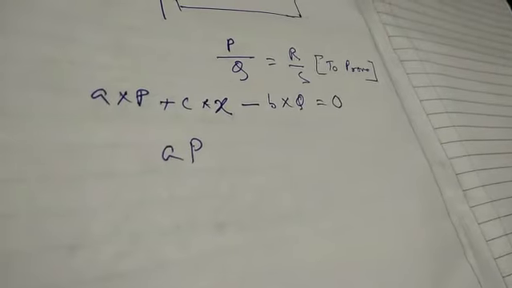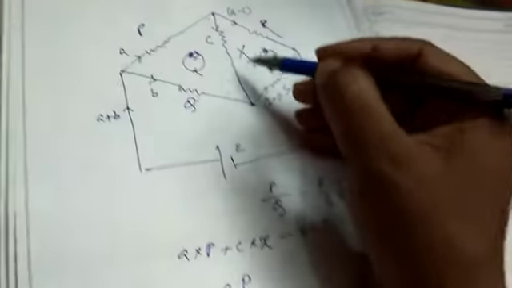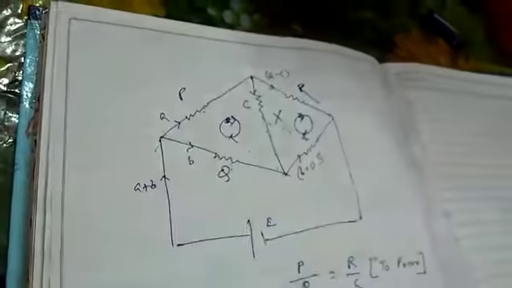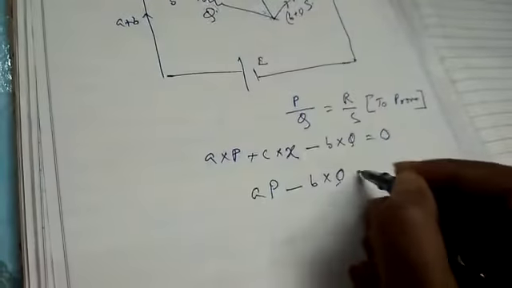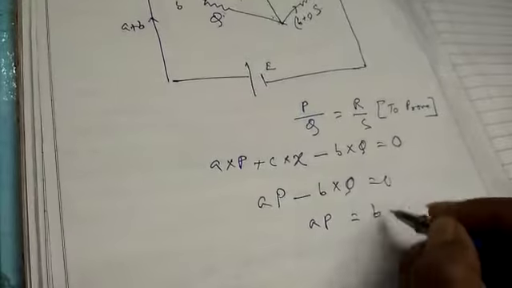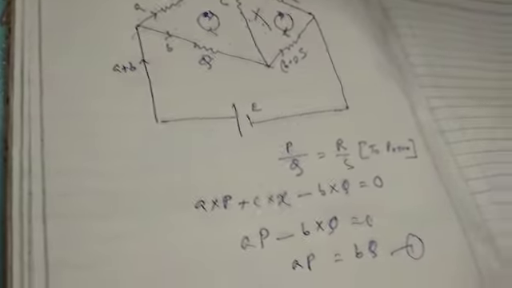Since no current is passing through X, C is 0. This is the condition. We have considered that C current is passing through X, so C should be 0. So it is 0 minus B into Q is equal to 0. That means we get AP is equal to B into Q. This is our first equation.